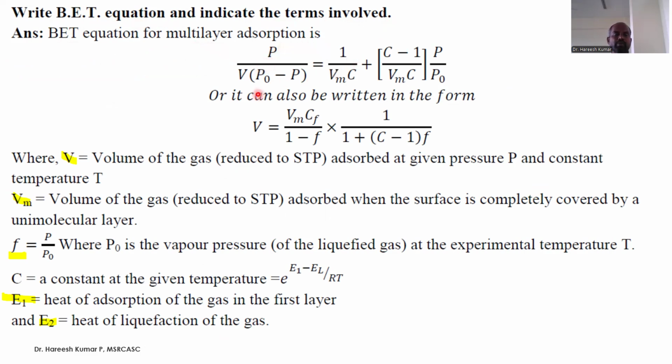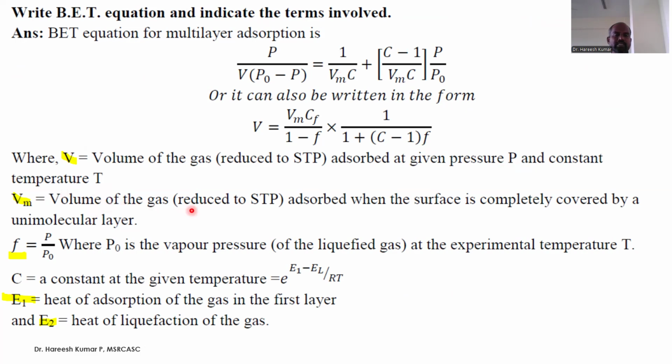P upon V(P naught minus P) is equal to 1 upon VmC plus (C minus 1) upon VmC into P upon P naught. Or it can also be written in the form V is equal to VmCF upon (1 minus F) into 1 upon (1 plus (C minus 1) into F), where V is the volume of the gas reduced to STP, adsorbed at a given pressure P and constant temperature T.